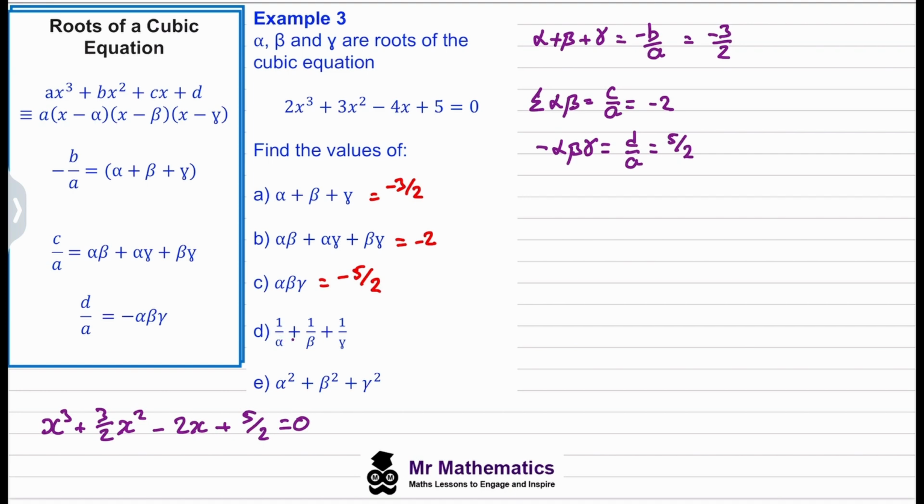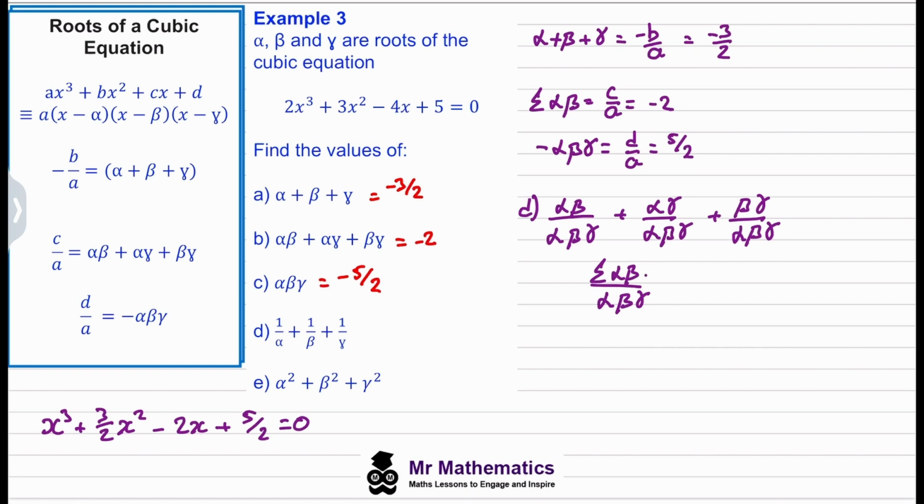We need to create 1 over alpha plus 1 over beta plus 1 over gamma using a combination of these three expressions. Well, we can work this out. Alpha beta over alpha beta gamma plus alpha gamma over alpha beta gamma plus beta gamma over the same denominator. Now we can see that this alpha and beta will cancel to give us 1 over gamma, which is this term. This alpha and gamma will cancel to give us 1 over beta, and this beta and gamma will cancel to give us 1 over alpha. So we can simplify this as the sum of the product pairs divided by alpha beta gamma.